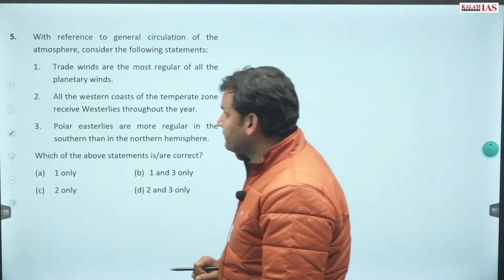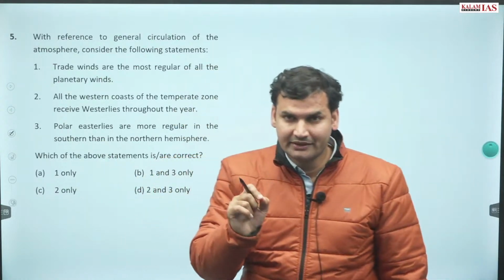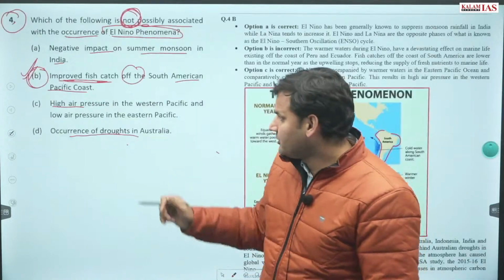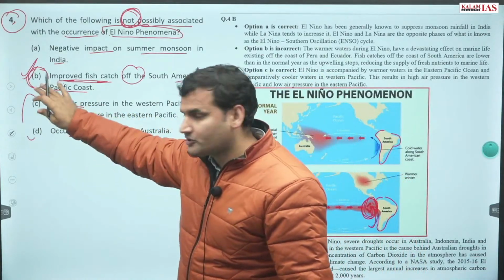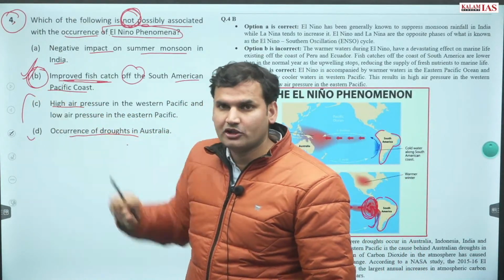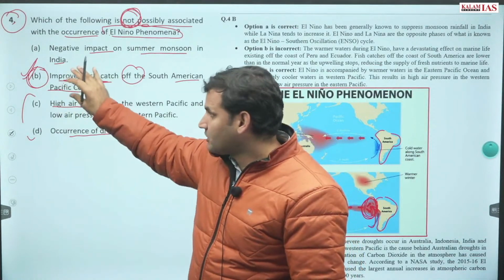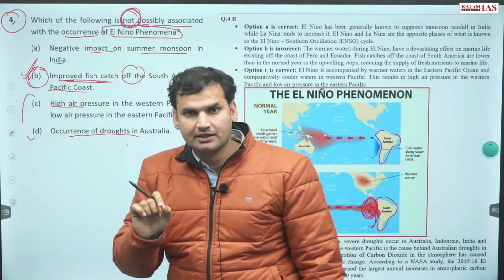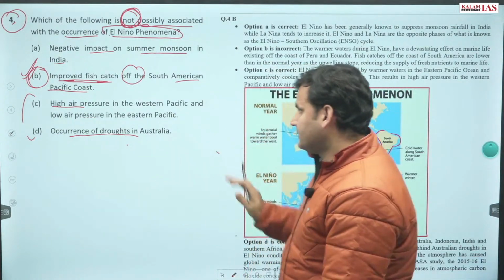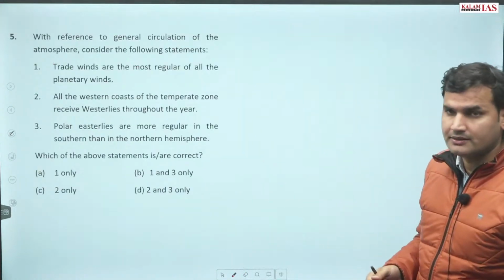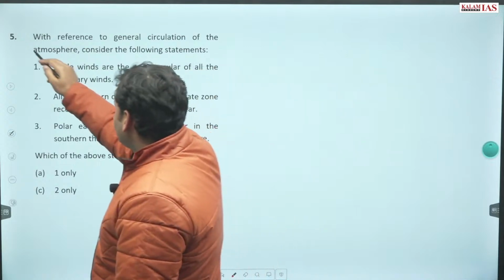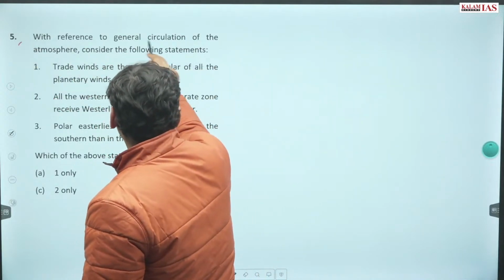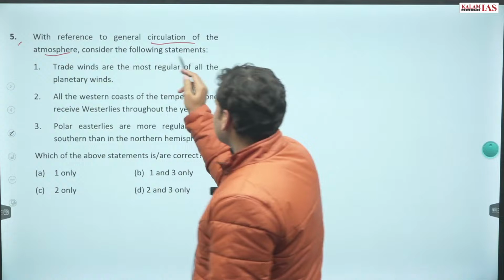Thereafter, question number 5, but there is one caveat. When I say you need not read these, obviously you have to go through each and every option, but जिस option को आप pick कर रहे हैं, eliminate कर रहे हैं, if you are 110% confident, then only proceed. Now moving to question number 5, with reference to general circulation of atmosphere, consider the following statements.